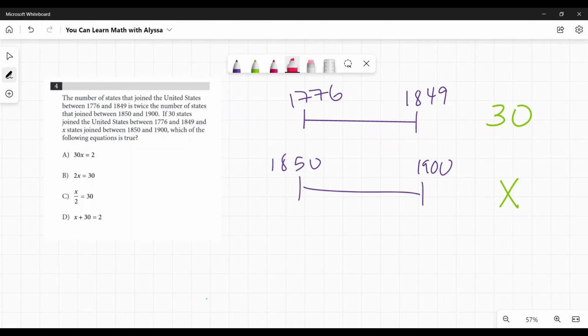All right, so those are our two variables, our two quantities we're dealing with. Now let's go back and read that first sentence again. The number of states that joined in this time period, 1776 and 1849, is twice the number of states that joined in this.